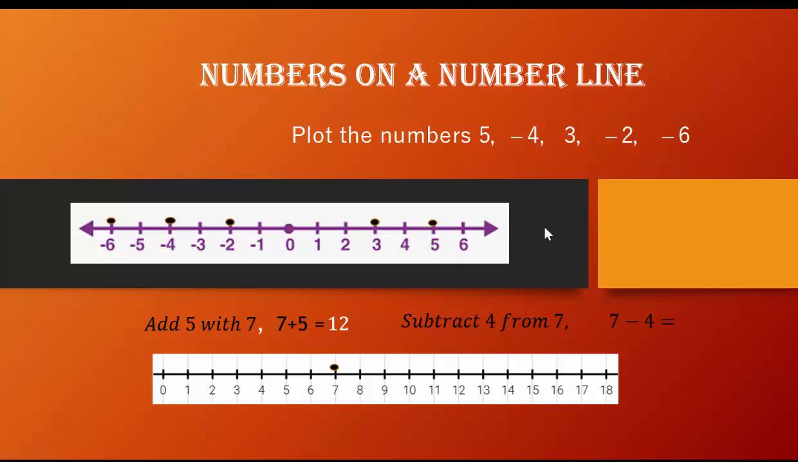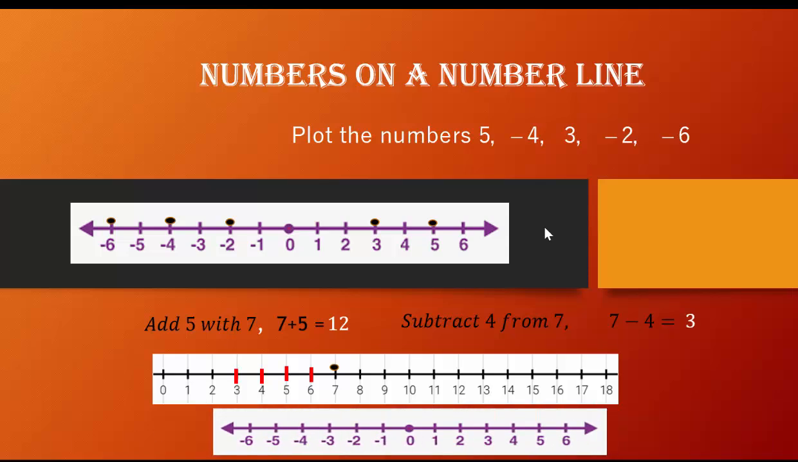So next we are subtracting 4 from 7, which is 7 minus 4. So first identify 7 on the number line. And then we are taking 4 units to the left of 7 because it's subtracted. 1, 2, 3, 4. And we stand at 3. So therefore 7 minus 4 is 3.